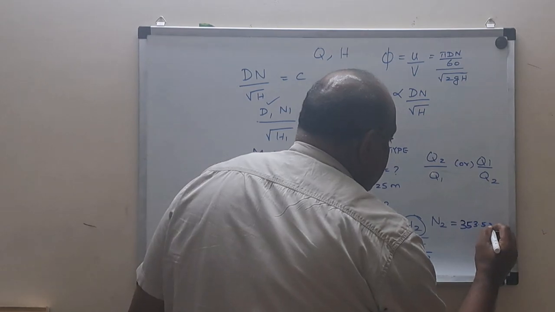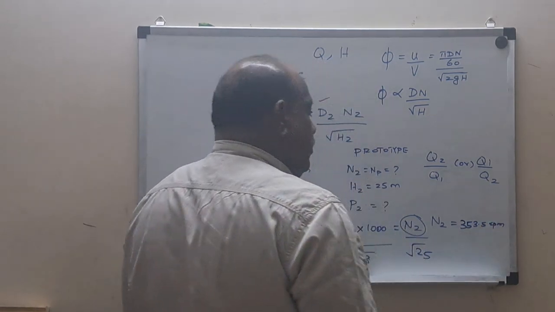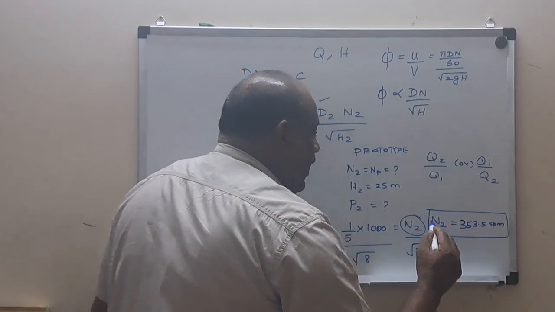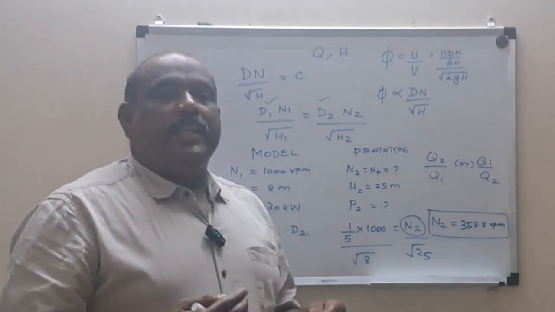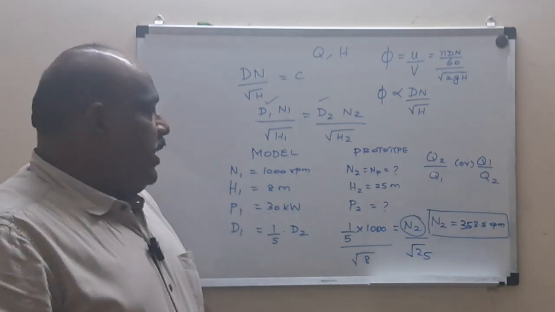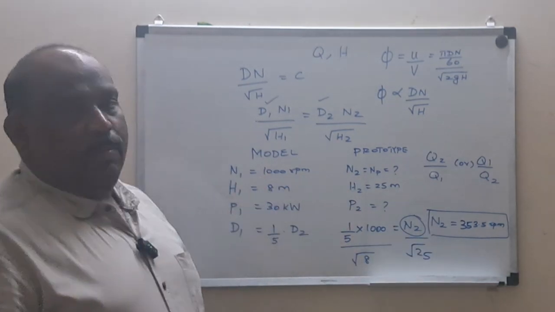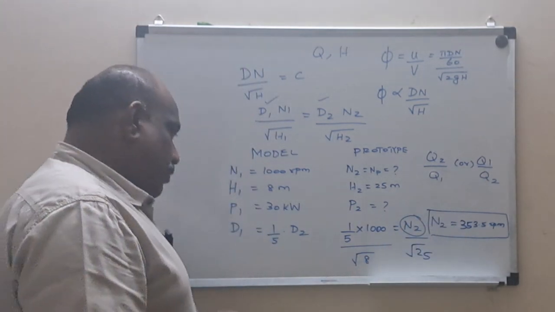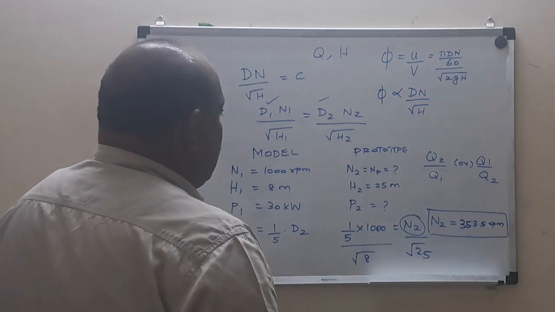353.5 RPM. So we can see that we are able to easily calculate the value of N2. What is meant by N2? The speed of the prototype, which will be 353.5 RPM. So it is going to rotate at a speed lesser than the speed of the model, at 353.5 RPM.